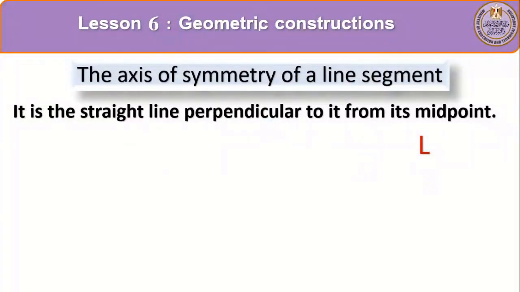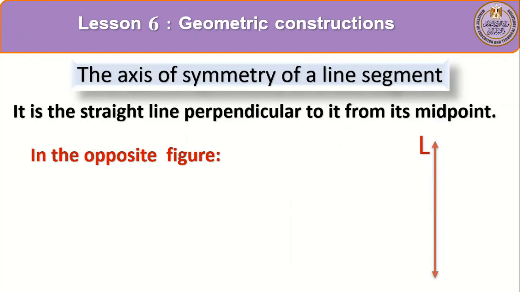My dears, the axis of symmetry of a line segment. The axis of symmetry of a line segment is a straight line perpendicular to it from its midpoint. Pay attention. If we have in the opposite figure, AB is a line segment, and we want to know what is the axis of symmetry of this line segment AB. As you see in the following figure, if C is a midpoint of AB and the straight line L is perpendicular to line segment AB from the point C, then the straight line L is the axis of symmetry of the line segment AB.